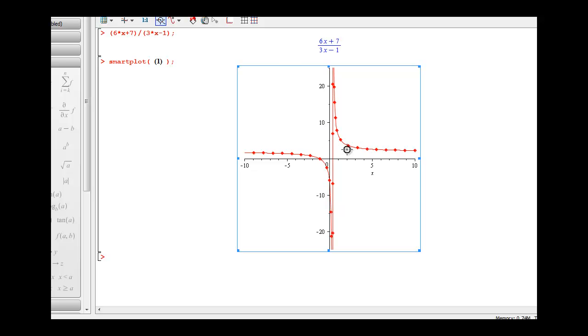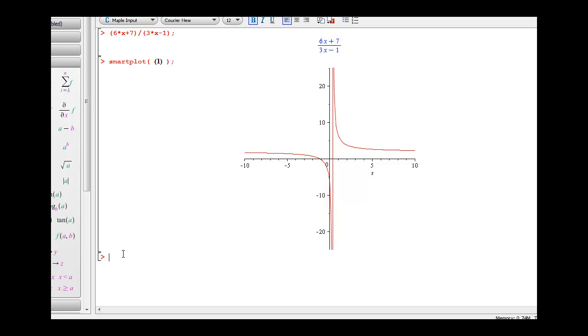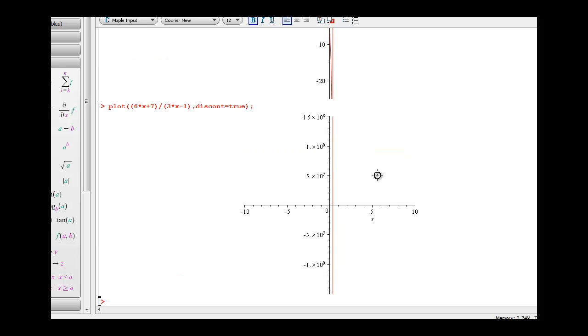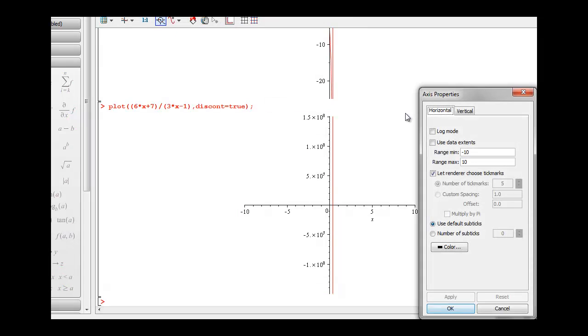And what Maple is doing is it's trying to connect positive infinity to negative infinity. So if we want to get rid of this line, I can use a different plot command. So I can use plot, put in my function, and then after my function I put a comma, and then I go discont for discontinuity equals true. Semicolon. Let's see what the plot looks like now. Still not good because of the scale, so let's go ahead and change the vertical scale. So I'll go -25 to +25.